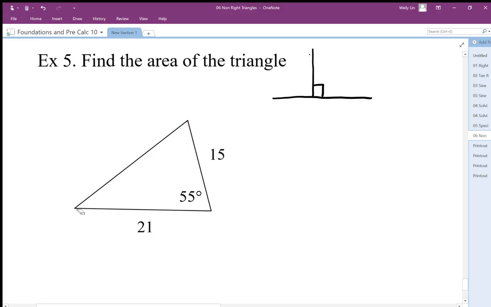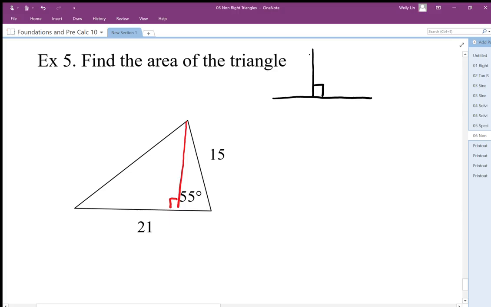So in this case here, if I use 21 and 15, that's not a 90-degree angle, so this is not going to make squares, so this is a problem. So I need to be able to drop down my perpendicular here. And if I drop my perpendicular down, it does kind of two things.